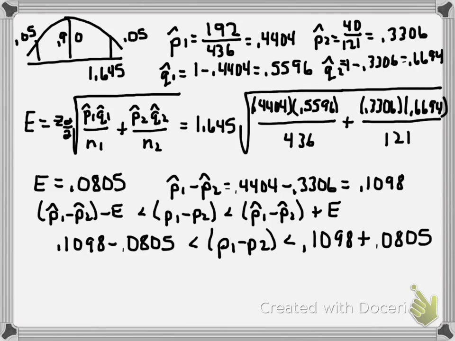So do the adding, do the subtracting, and for proportions, we want to round to 3 significant digits at the very end. So on the left side, you should end up with 0.0293 is less than P1 minus P2. And on the right side, you should end up with 0.190.